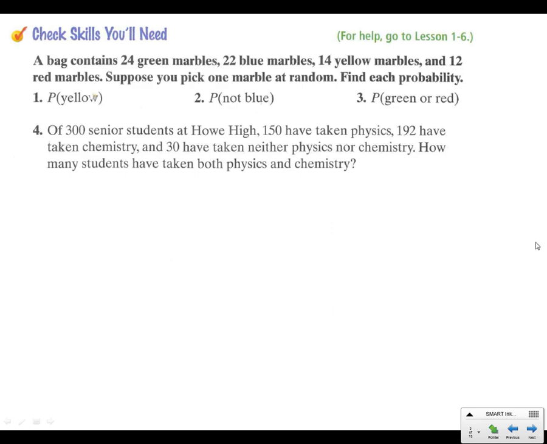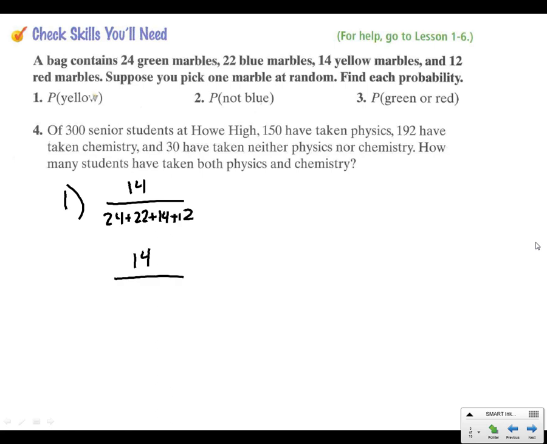So, warm up to get us started here. I'll do 1, you guys do 2, 3, and 4. We have 24 green, 22 blue, 14 yellow, and 12 red. Suppose you picked a random marble. What's the probability we get a random yellow marble? So there are 14 yellow marbles. There are 24 plus 22 plus 14 plus 12 marbles total.